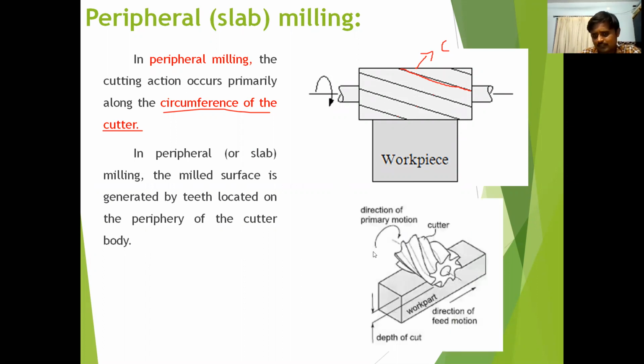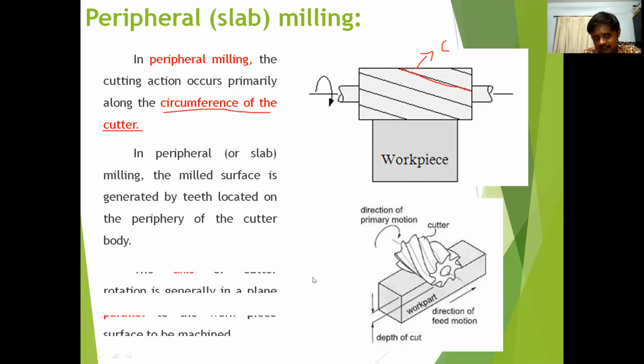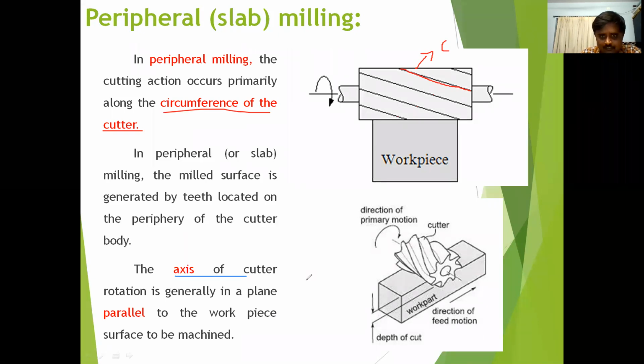Now if you observe here, this is the work surface and this is the direction of rotation of the milling cutter, and this is the cutter, and the axis of the cutter rotation is generally in a plane parallel to the workpiece surface to be machined. Here if you observe, this is the axis of the cutter. This axis of the cutter is in a plane parallel to the workpiece surface to be machined.